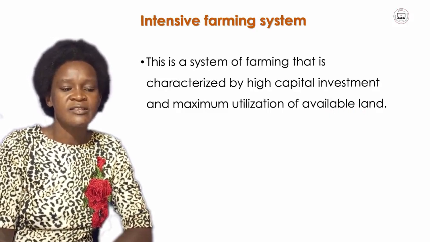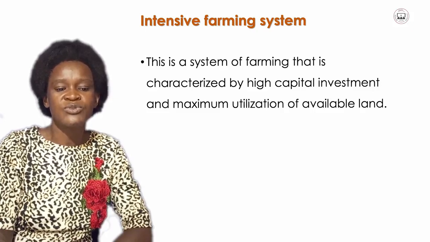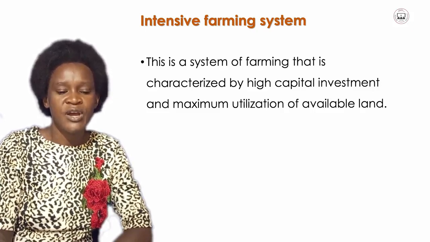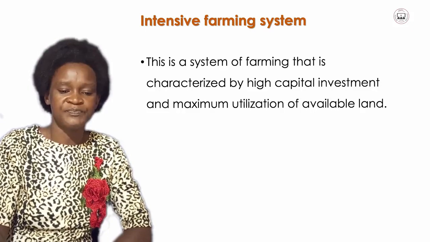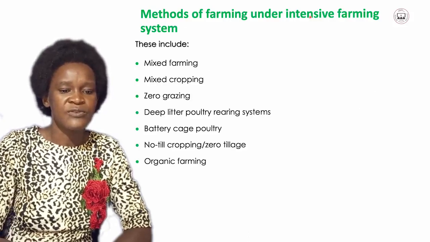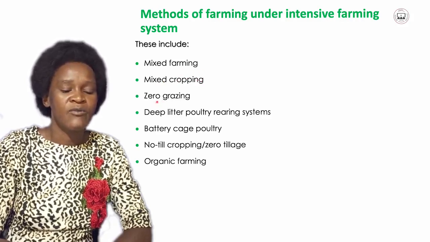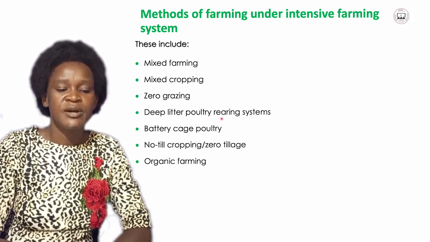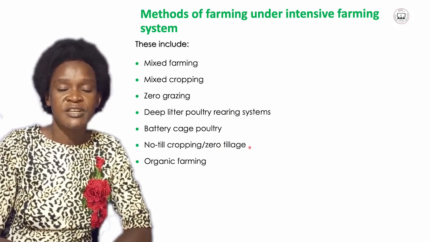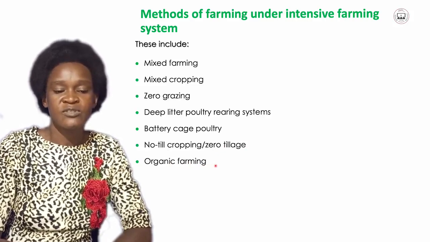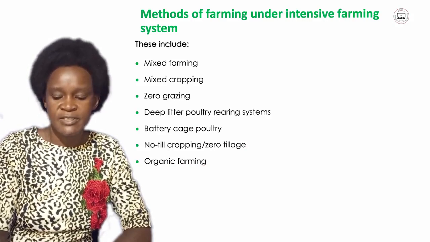So what are some examples of intensive farming systems, where we use high capital and utilize the available land to the fullest? Methods of farming under the intensive system may include mixed farming, mixed cropping. There is a difference between mixed farming and mixed cropping. Apart from that, we have zero grazing, deep litter poultry layering systems, battery cage poultry system, no-till cropping or zero tillage, as well as organic farming. Of course, there are many, but these are just some of the methods under the intensive farming system.